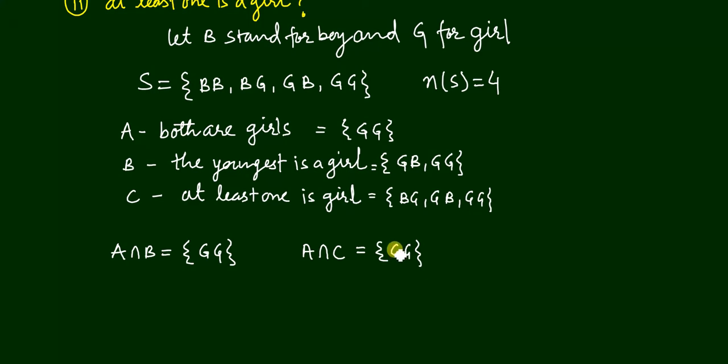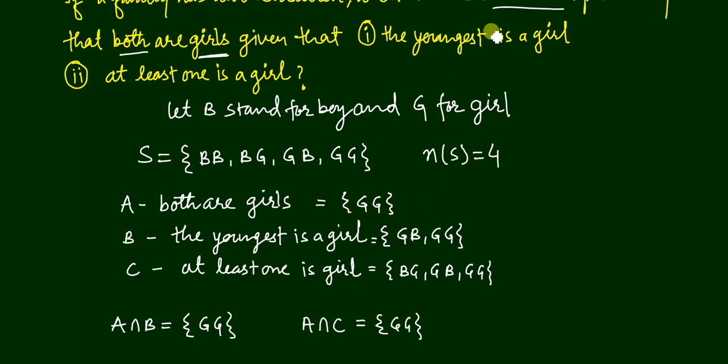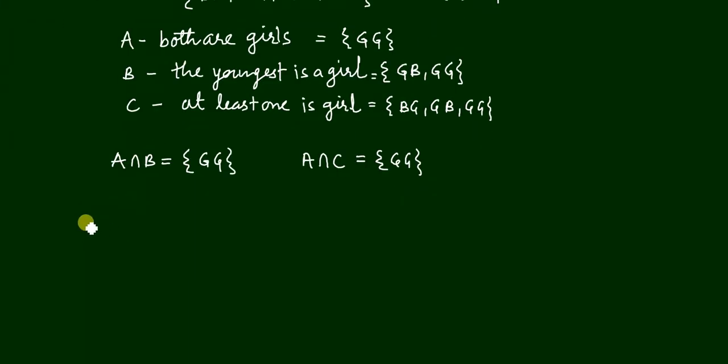Okay. Because in the first case we have to find out A when B is already happened, and in the second case, we have to find out the probability of A when C is already happened. In the first, probability of both girls when youngest is girl, so it is A when B is already happened. In the second, at least one is girl, so A when C is already happened.